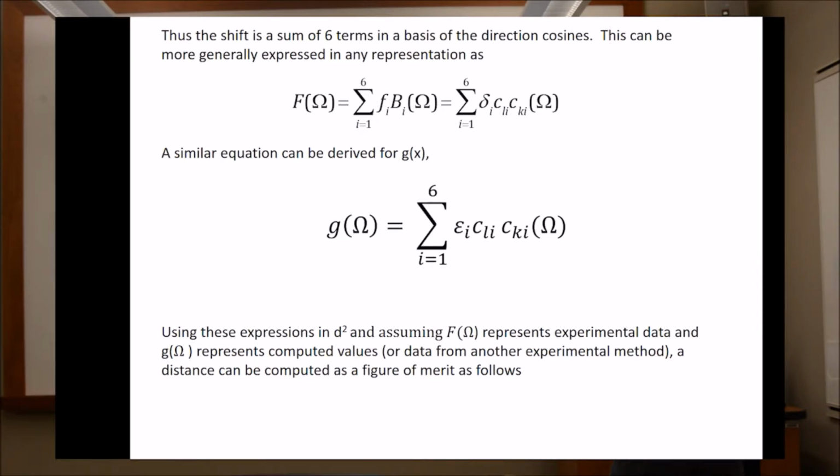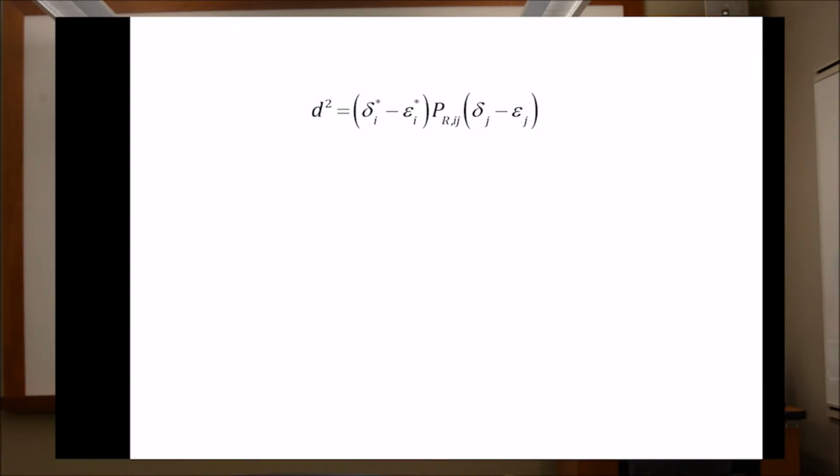or f is experimental data from one experiment, g is experimental data from another experiment, we can actually put it into the expression for d and solve it. And what we find is that when we do all the math, we come up with this expression here. It just takes the difference between the two different tensor values.